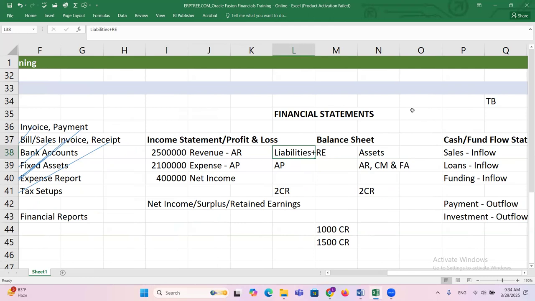Let me take a simple example. I have 100 CR assets. I have 75 CR liabilities. What is my value in the company? The remaining value? 25 CR, right?